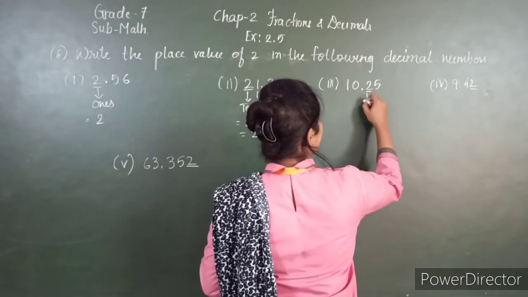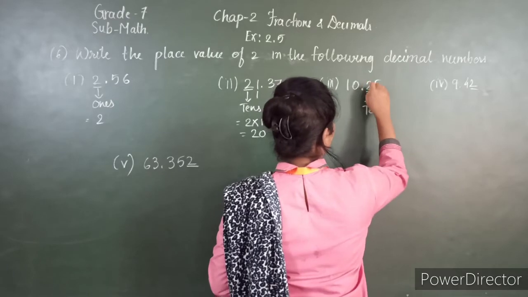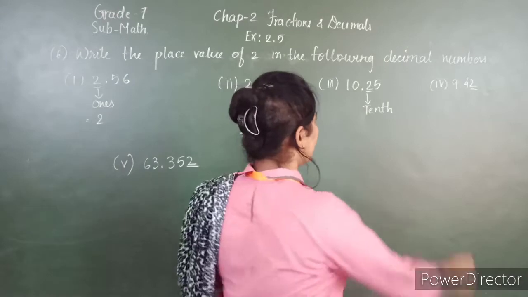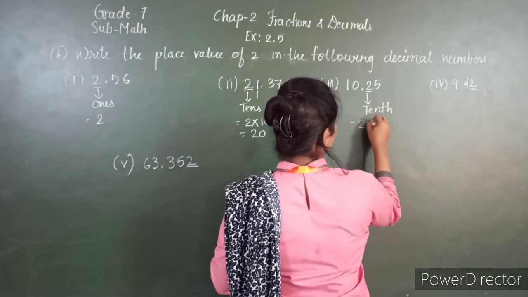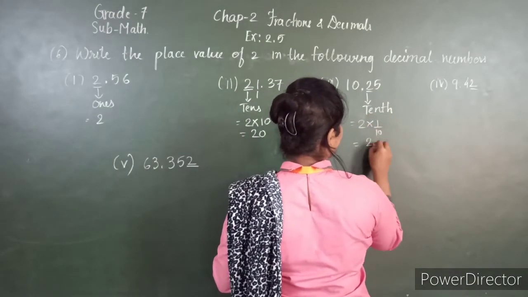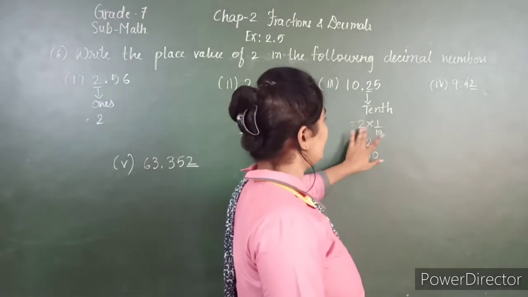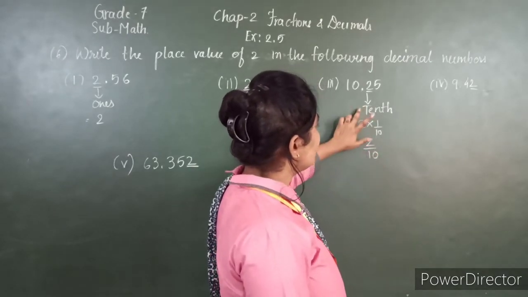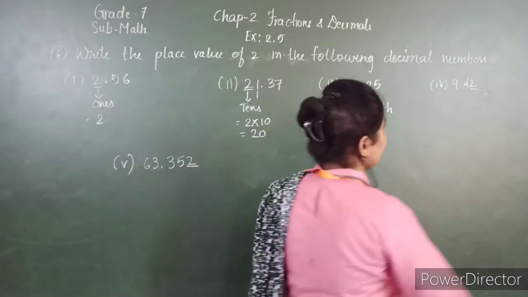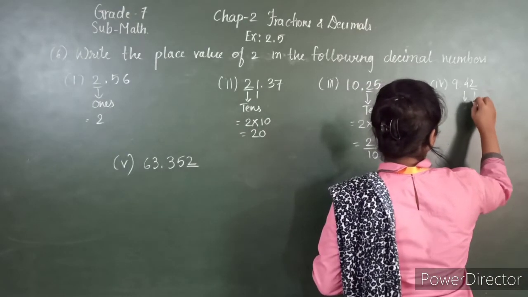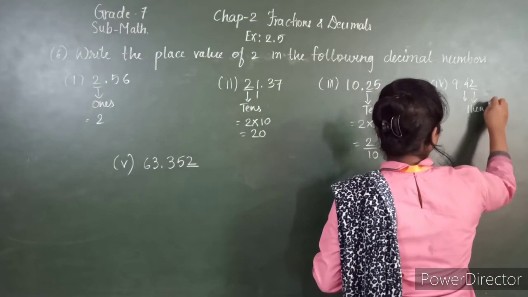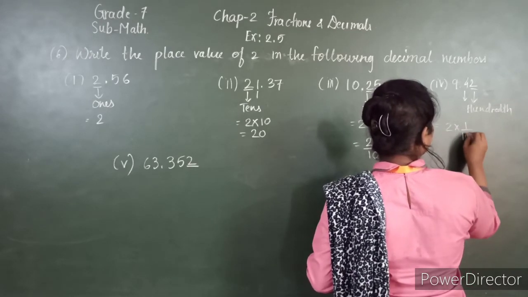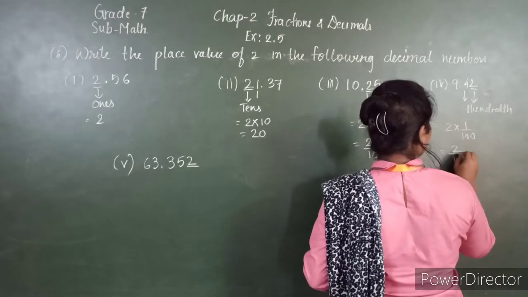Now 10.25. This place is considered as after the point. After the point this number is considered as a 10th place unit. So here we have to write 2 into 1 upon 10. So it is 2 upon 10. This place is considered as 10th place. Then here this is 10th and this is 100th. So it is 2 into 1 upon 100. So it is 2 upon 100.